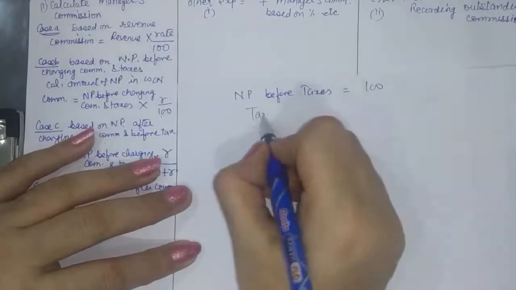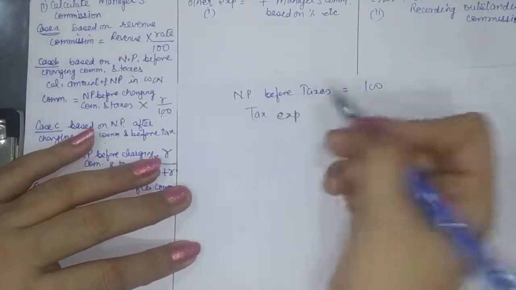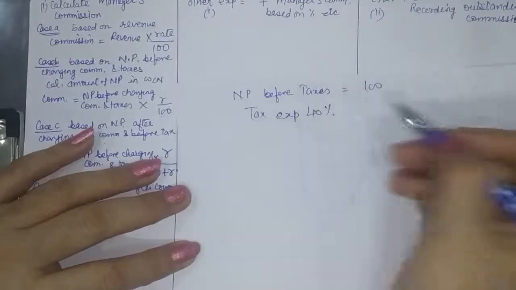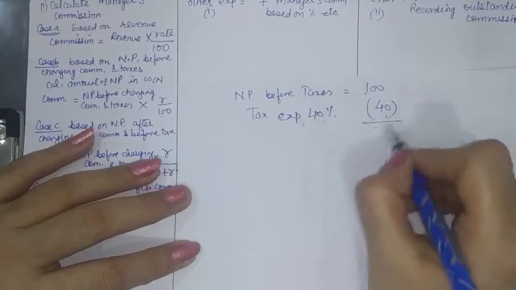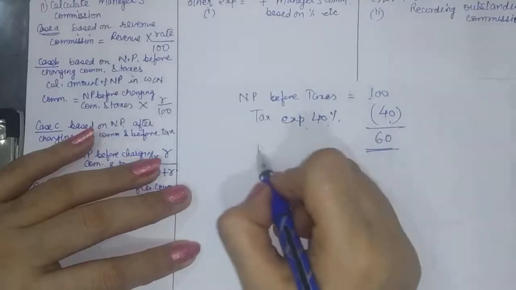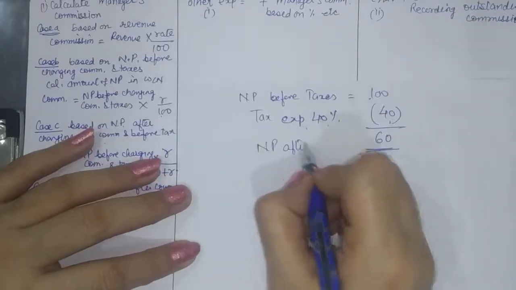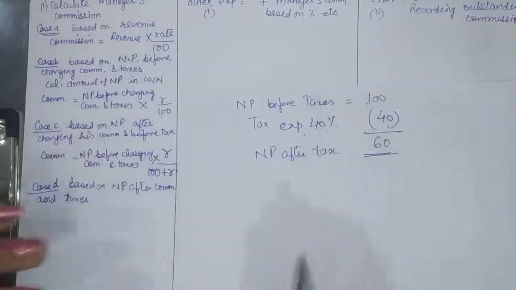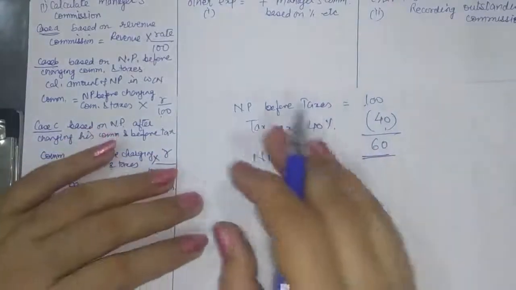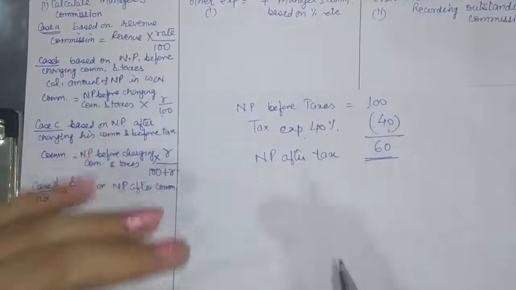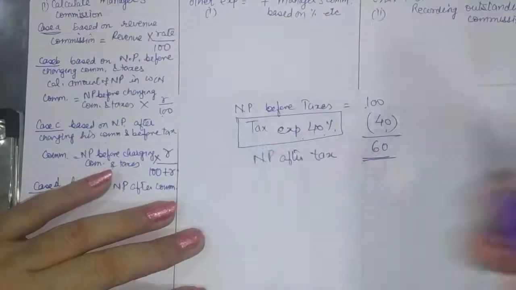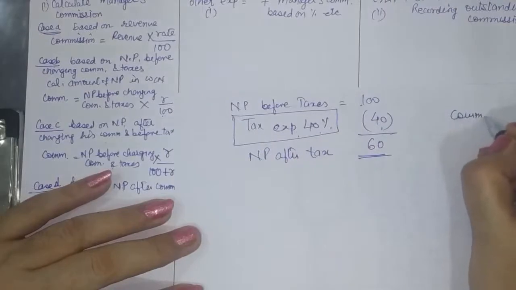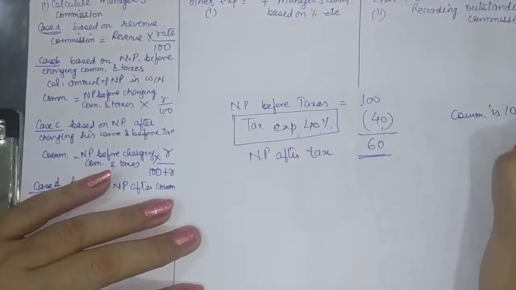Now you will charge tax expense. Suppose the company is under the 40% bracket. So 40 rupees will be tax expense at 40%, and you will be left with 60 rupees of profit, the net profit after tax. Now the commission rate, based on the profit before or after taxes, is going to be different based on the rate of taxation. Now if the manager's commission is 10%, right?